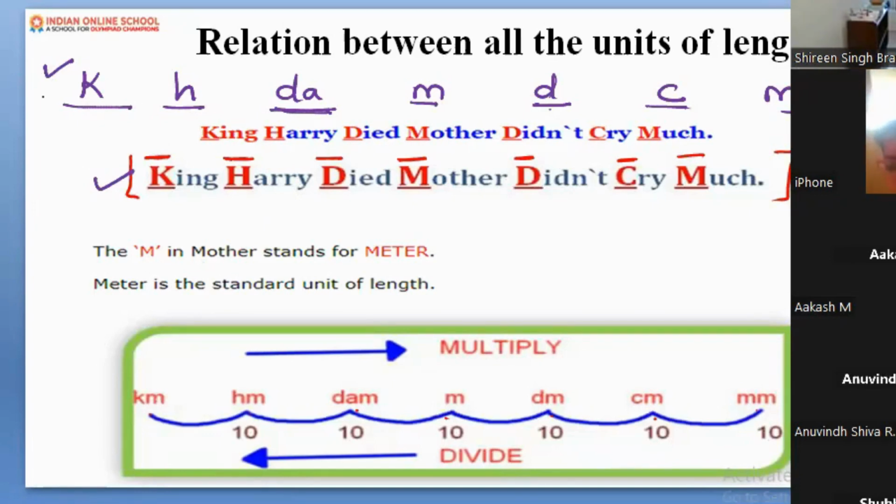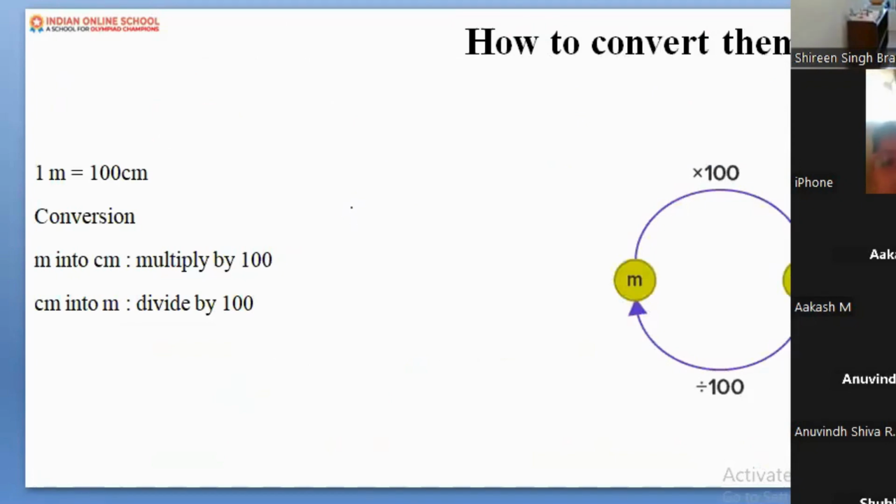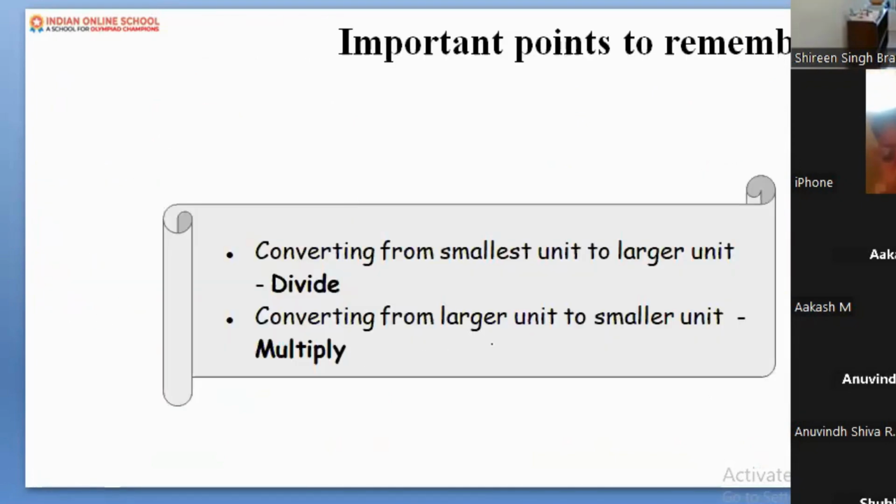So now we have two tricks. And these two tricks will be similar for length, for weight, and for capacity. But what we need to keep in mind is that between every two alternative units, there is a difference of 10. When we are moving from left to right, from a bigger unit to a smaller unit, we have to multiply. And whenever we are moving from a smaller unit to a bigger unit, we need to divide. Converting from larger to smaller, we multiply, and converting from smaller to larger, we divide. Got it till here?